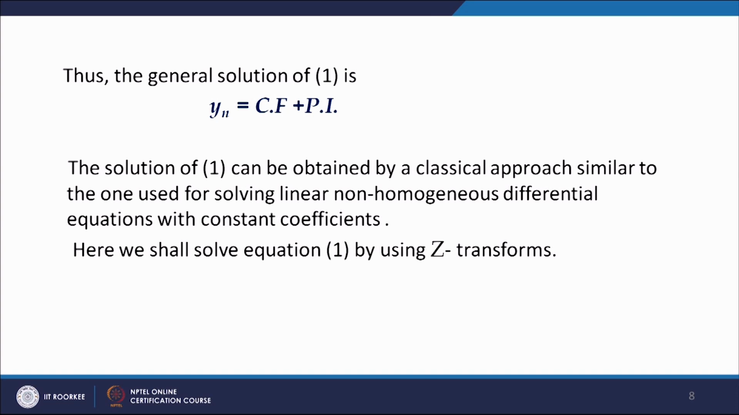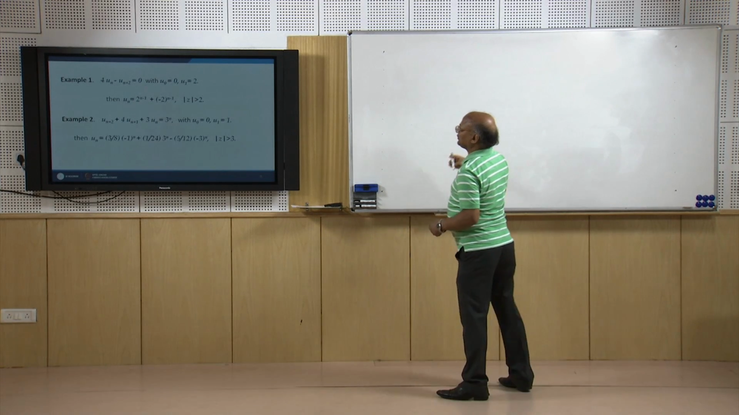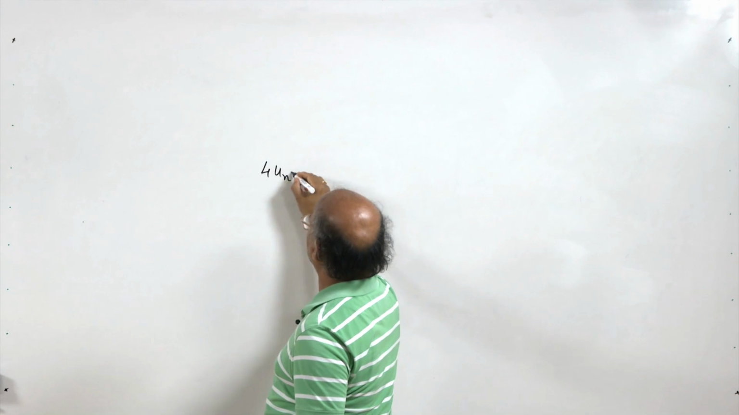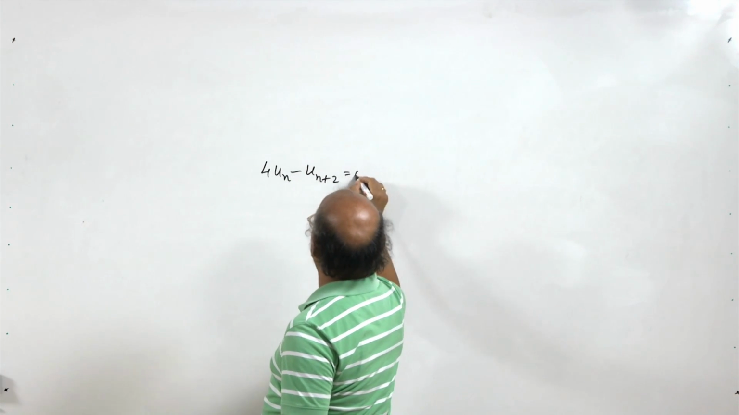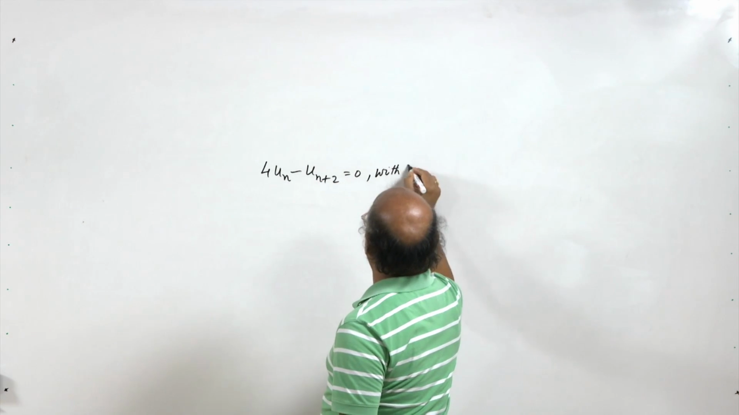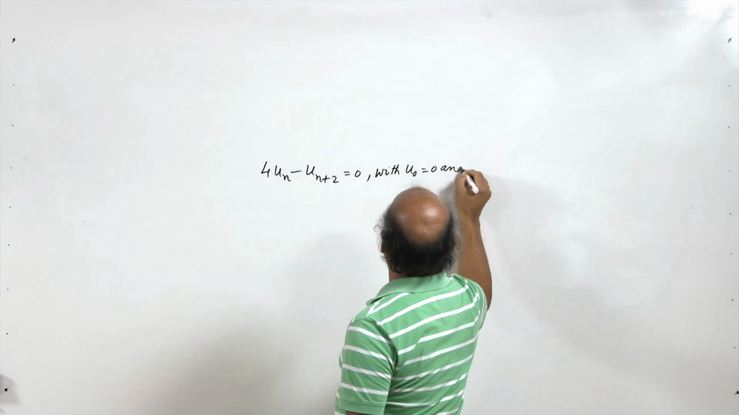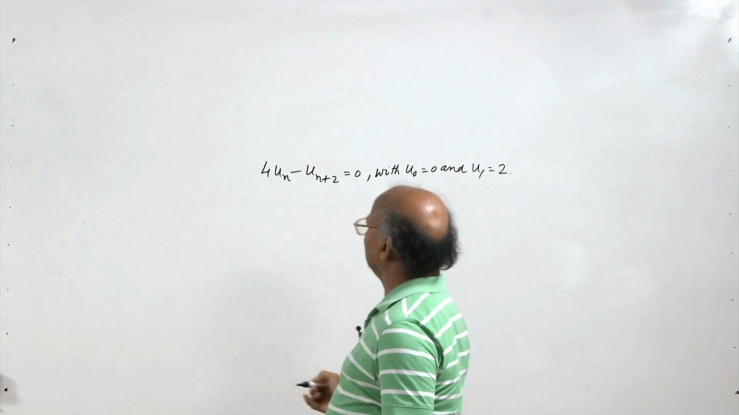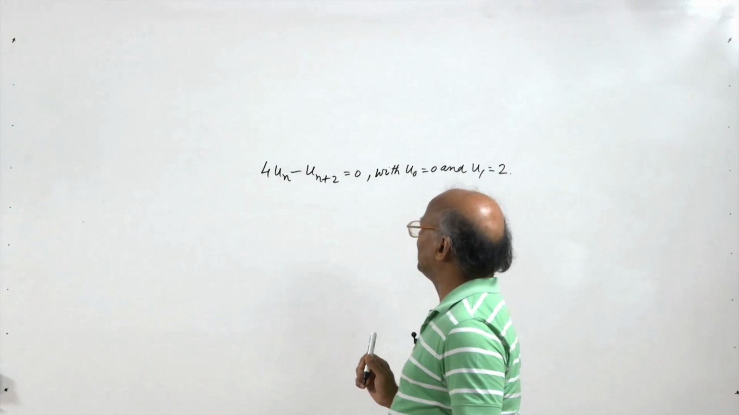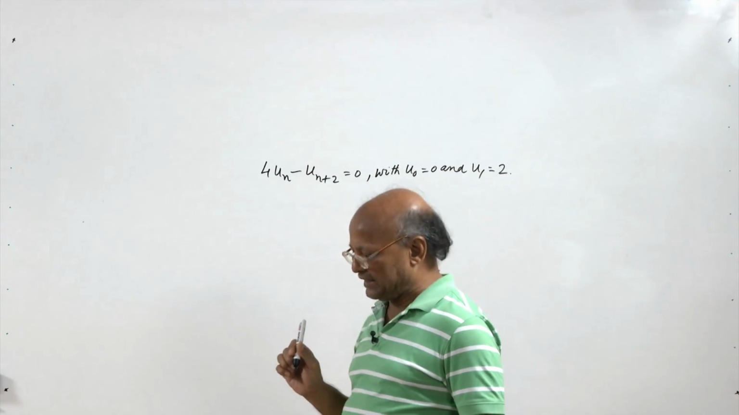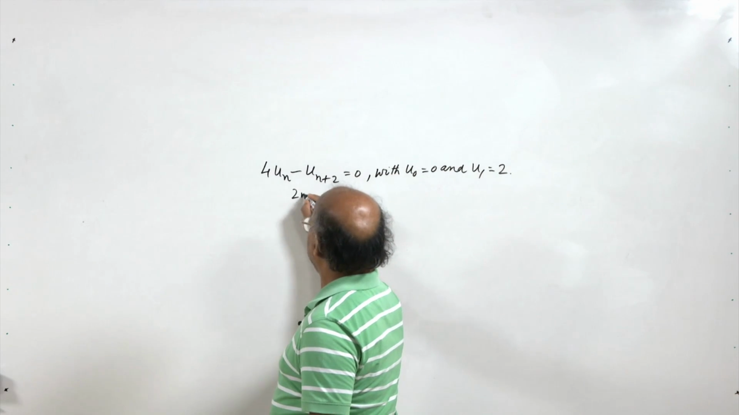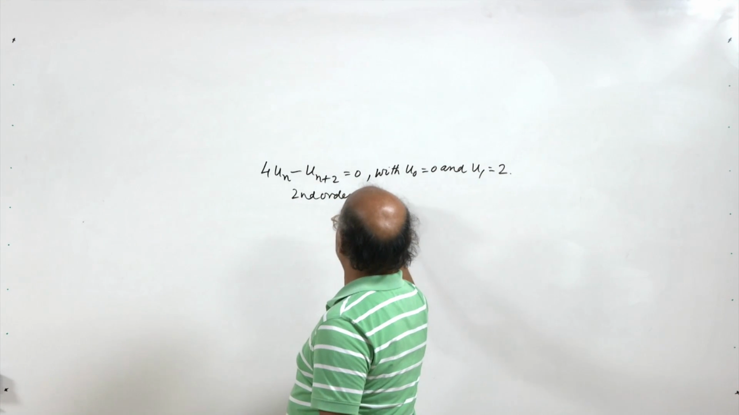So, let us consider 4 u n minus u n plus 2 equal to 0 with u0 equal to 0 and u1 equal to 2. So, we are given this difference equation. You can see the largest argument here is n plus 2, the smallest argument is n, and the unit of increment is 1. So, it is a second order difference equation.